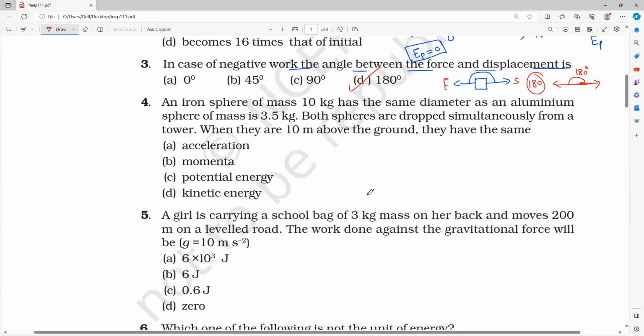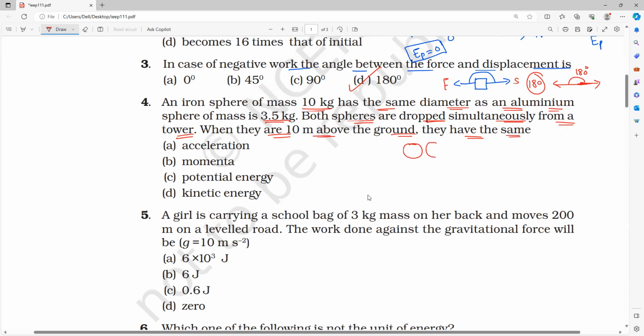Next, an iron sphere of mass 10 kg has the same diameter as an aluminum sphere of mass 3.5 kg. Both spheres are dropped simultaneously from a tower. When they are 10 meters above the ground, they have the same what? It's a free fall case, so something remains constant. Acceleration.